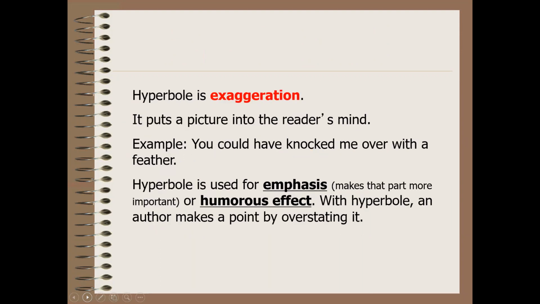Okay, good. Alejandra, can you read this for me, please? Write this down, by the way. Hyperbole is exaggeration. It puts a picture into the reader's mind. Example, you can have knocked me over with a feather. Hyperbole is used for emphasis, make that part more important, or humorous effect. With hyperbole, an author makes a point by overstating it.